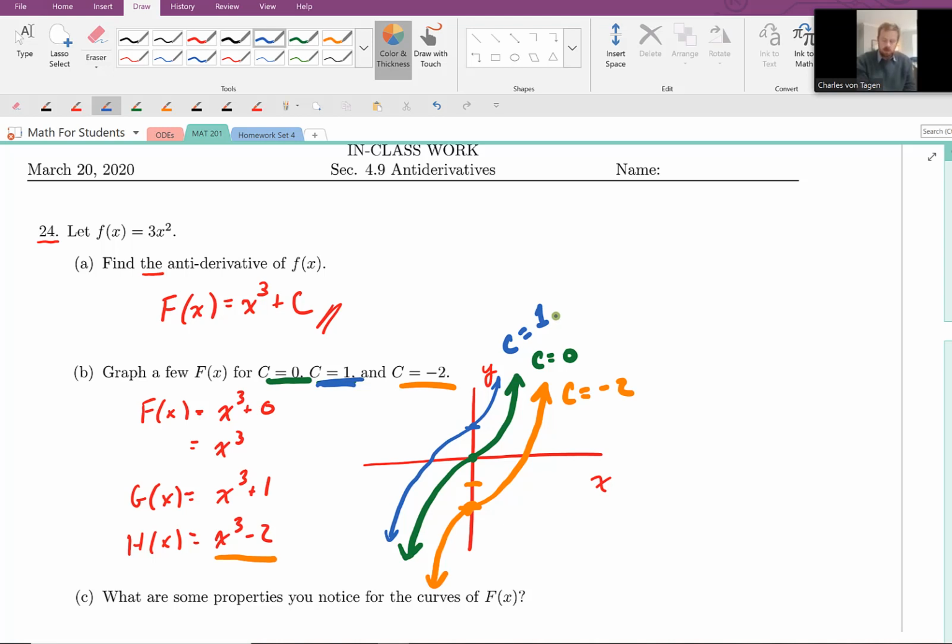Notice that I've selected different constants for my arbitrary constant c, but in all cases this function has the exact same shape. Why is that? Well, because for it to have the exact same shape, it has to have the same rate of change. Any one of these has to have the same rate of change, and they all do. They all have the same derivative of 3x squared.